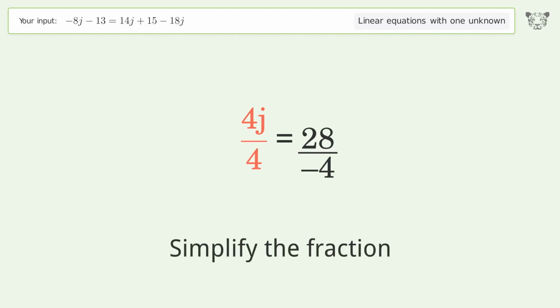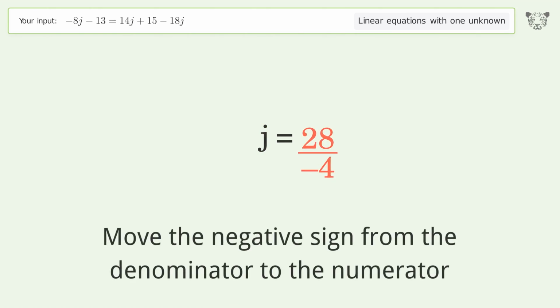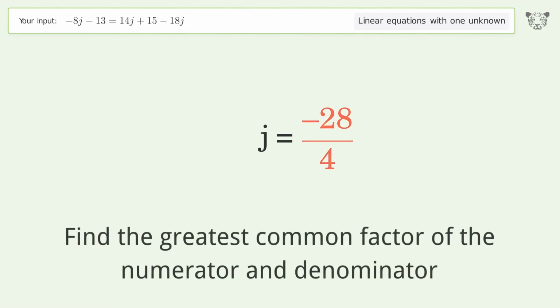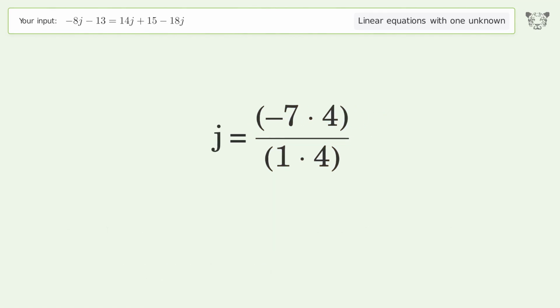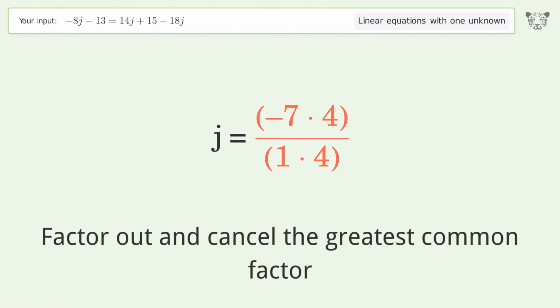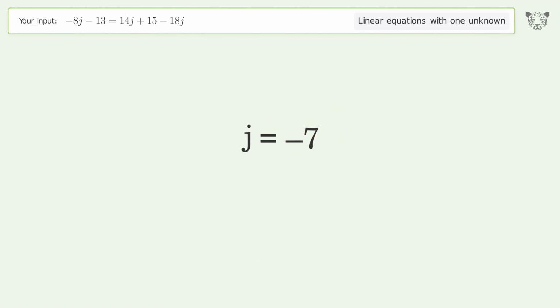Simplify the fraction. Move the negative sign from the denominator to the numerator. Find the greatest common factor of the numerator and denominator. Factor out and cancel the greatest common factor. And so the final result is j equals -7.